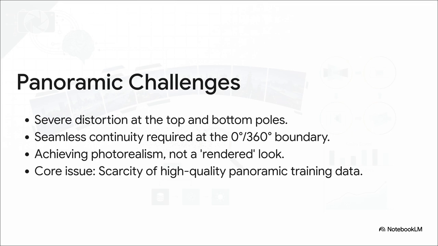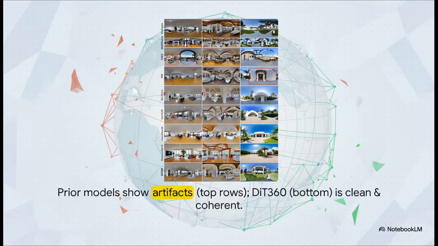Think about it. There are billions, maybe trillions, of regular photos on the internet. But high-quality, well-labeled, 360-degree panoramic images? The number is tiny in comparison. This data scarcity has been the single biggest roadblock holding the whole field back. And this isn't just theory. You can see it with your own eyes right here.